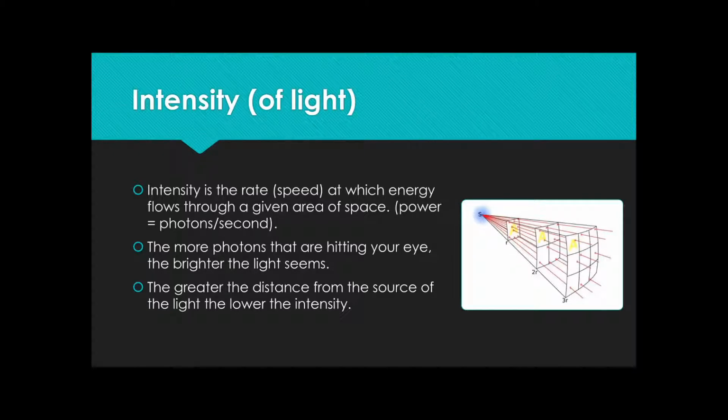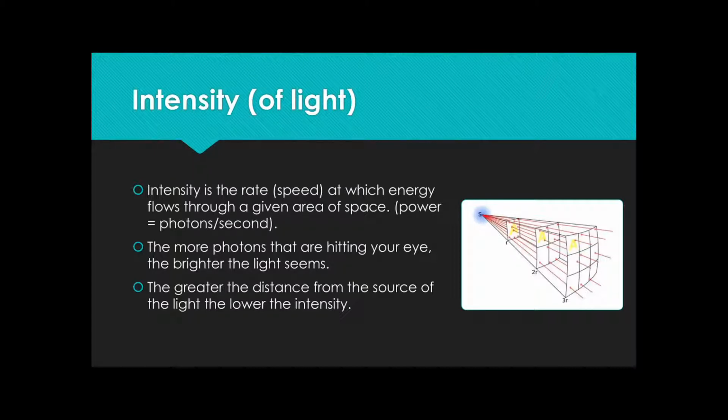So now let's talk about intensity of light. Intensity is the rate or the speed at which energy flows through a given area of space. So the power is equal to the photons per second. The more photons that are hitting your eyeballs, the brighter the light seems to be. Photons are the light-giving particle. They're the light particle that is super tiny that we can't see.